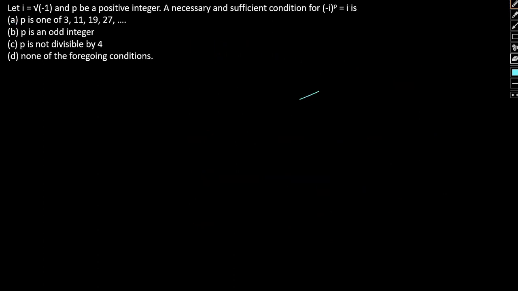So here's the second question. Let's take a look at this. Let i equal to root under minus 1, and p be a positive integer, and the necessary and sufficient condition for minus i to the power p equal to i is. So here what we have is that minus i to the power p should be equal to i. Okay, so we can simply represent it in this form.